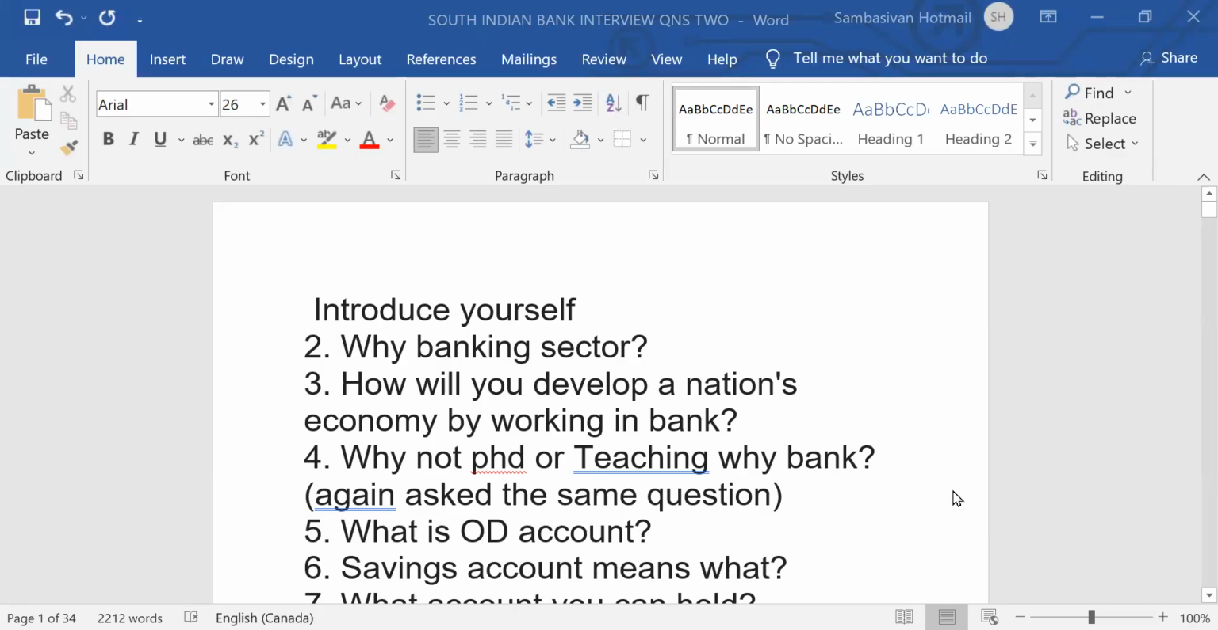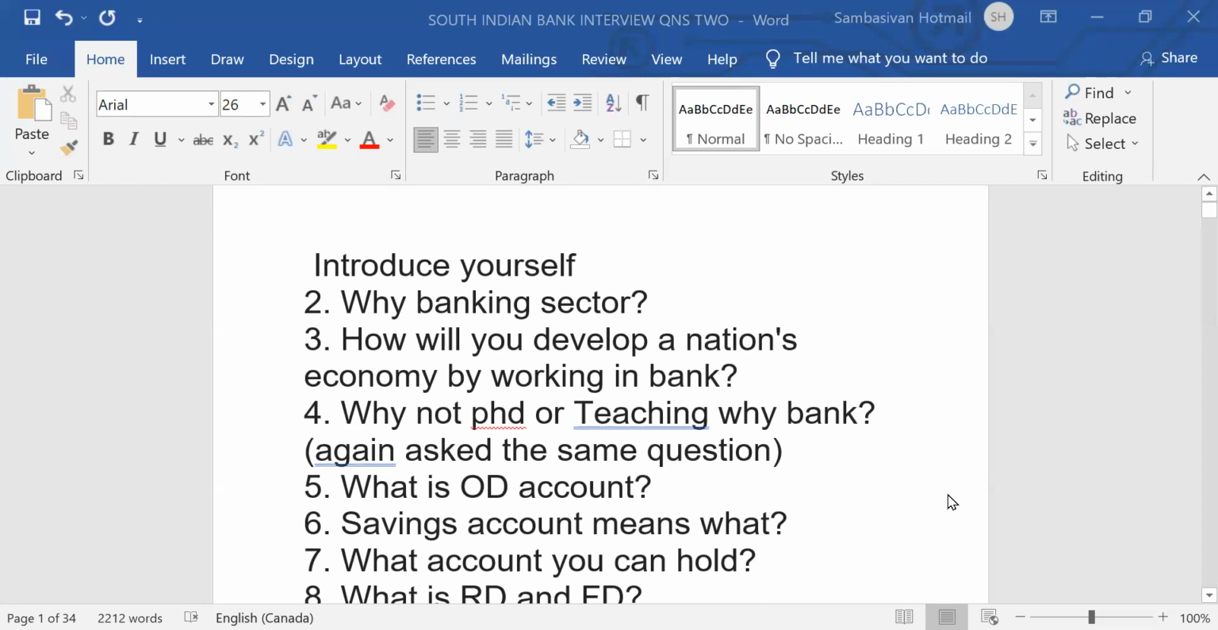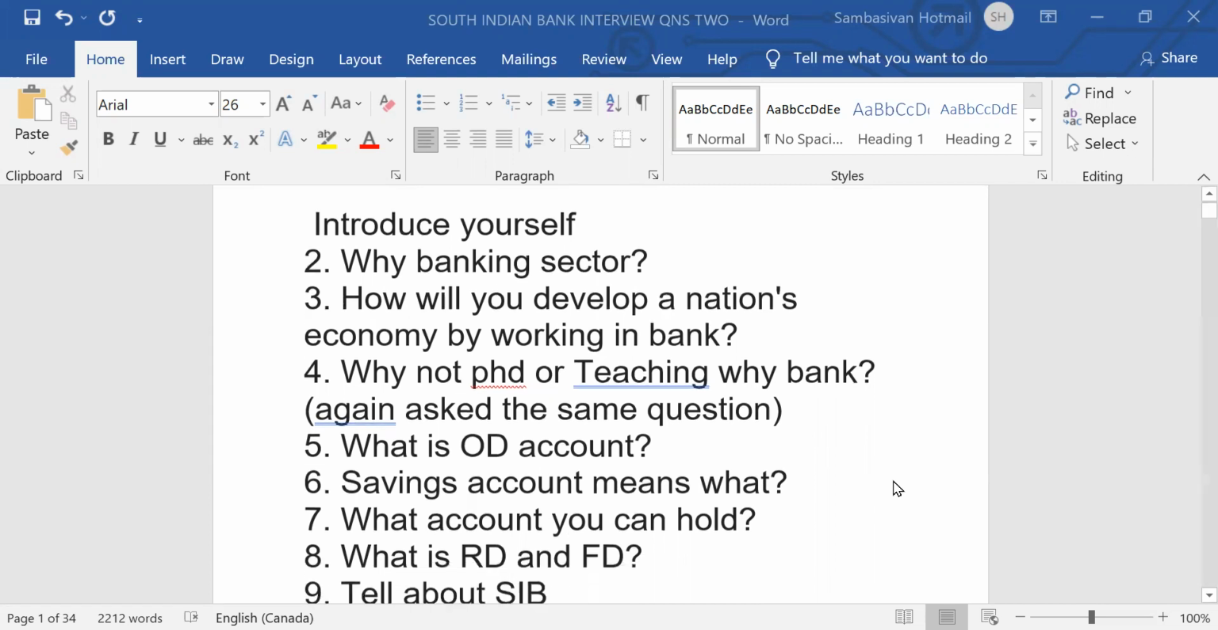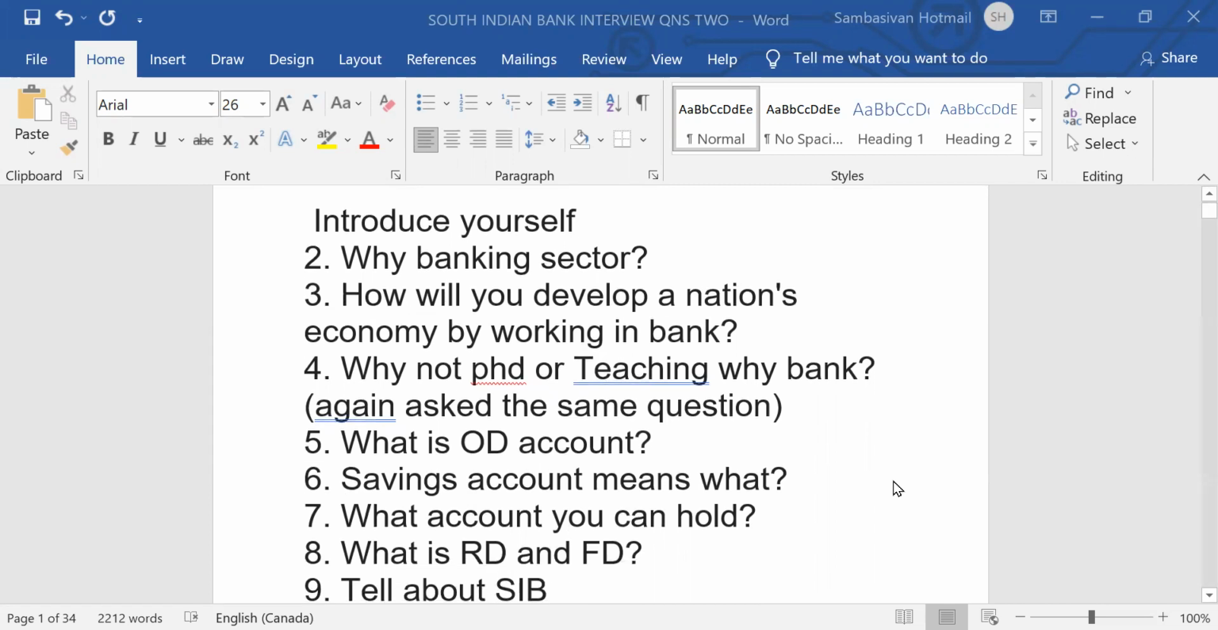Here are some of the questions that were asked in the South Indian Bank interview yesterday. Introduce yourself. Why banking sector? How will you develop a nation's economy by working in a bank? Why don't you do PhD or teaching? Why do you want to come to bank? Probably this candidate is MSc or so. Then again ask the same question. What is OD account?